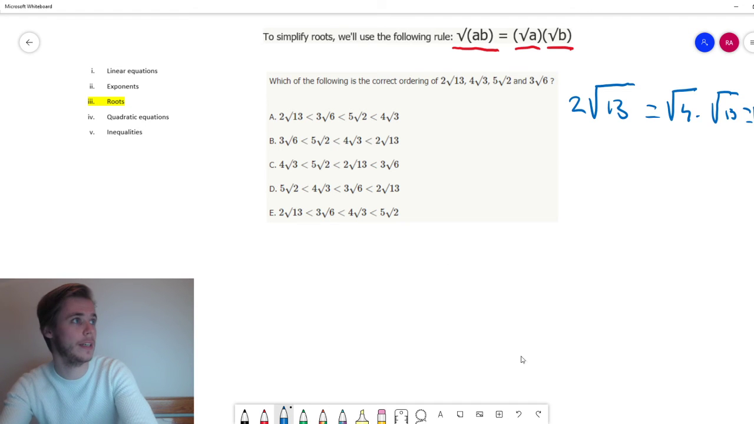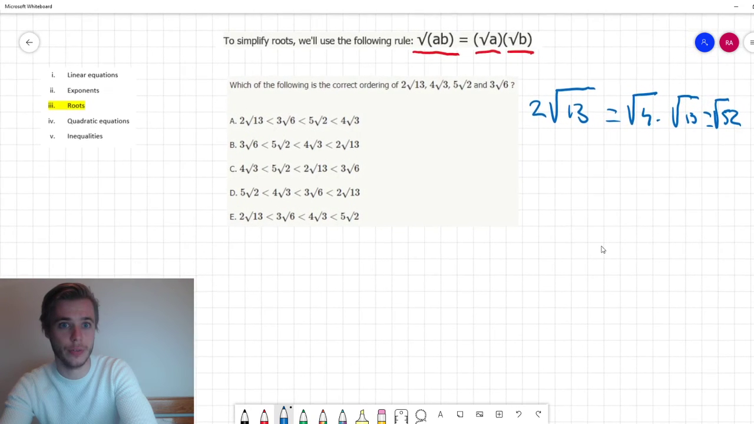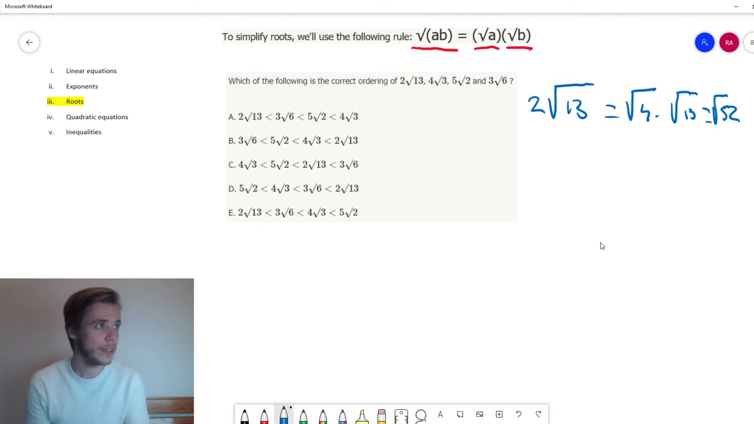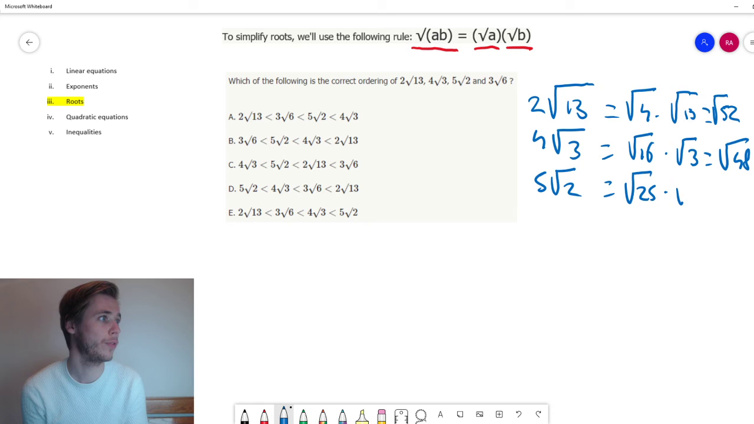You guys cannot see it. Let's move it a little bit to the left. Now it's easier for you to see. Second one, we get 4 square root of 3, and that is equal to the square root of 16 times the square root of 3, which is the square root of 48. Third one, 5 square root of 2, which is equal to the square root of 25 times the square root of 2, which is the square root of 50.